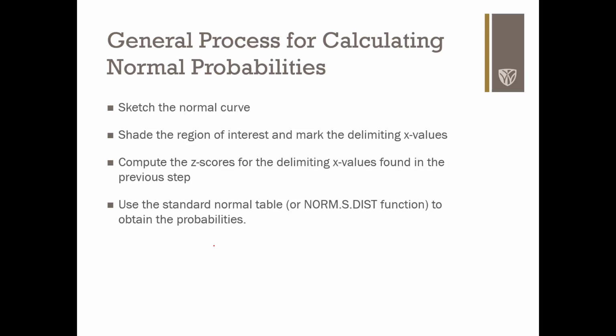All of that's fine and good if we start with a standard normal random variable. But if we don't have a standard normal random variable, we have to add a step to our process. So we always want to write down our probability statement, sketch our curve. We want to shade the region of interest just to help orient ourselves to what we're trying to do. And then when we have a random variable that is not a standard normal, we're going to need to compute z-scores for those delimiting x values before we continue. Once we do that, we can use the standard normal table or the NORM.S.DIST function in Excel to obtain the probabilities.